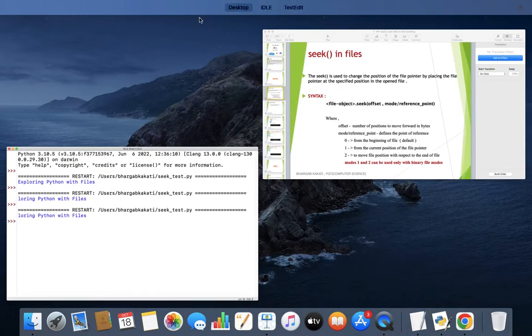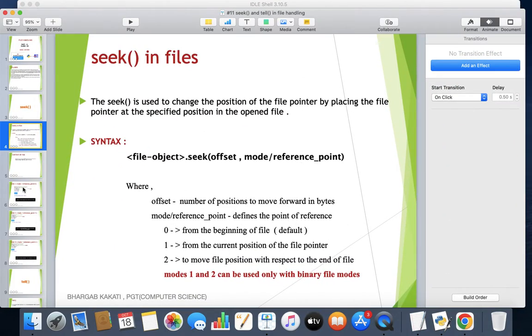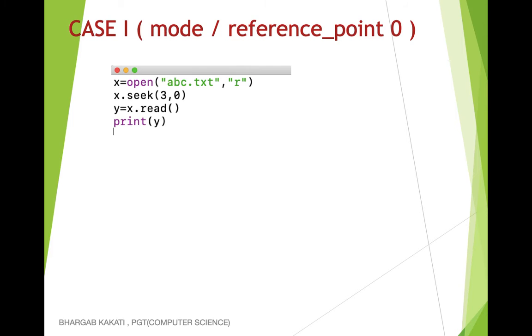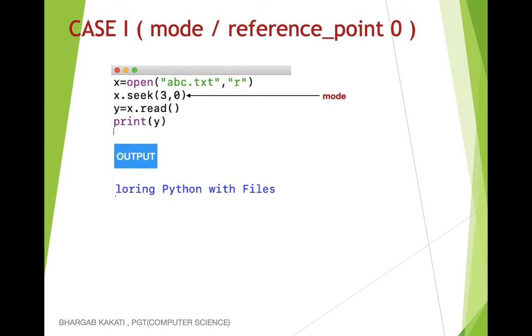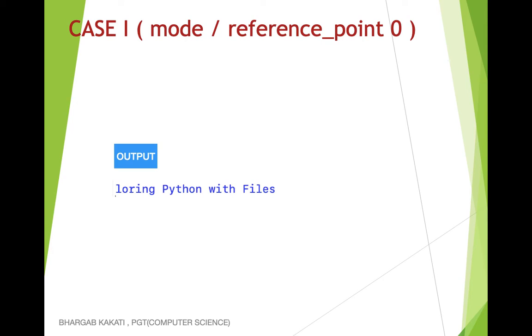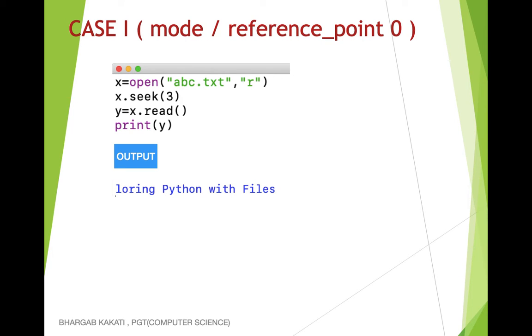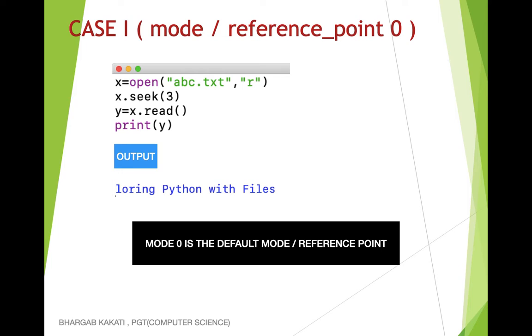Alright, so what we have seen till now is 0 as the reference point. Keeping 0 as the reference point, we have gone through 3 bytes, and after that we have read the file. Here the file mode is 0, and the output we got is as follows. 0 can also be eliminated since it is the default file mode. So mode 0 is the default reference point, therefore it can be eliminated.